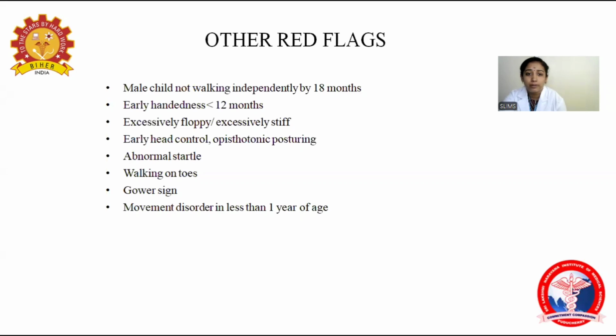Next is the child being excessively floppy or excessively stiff, seen in cerebral palsy. So red flag signs include a child who is excessively floppy or excessively stiff, attaining early head control, having opisthotonic posturing, having abnormal startle, or walking on toes, seen in diplegic cerebral palsy. The child showing the Gowers sign: when you ask the child to squat and then get up, he will climb up on his legs and then stand up. It is seen in Duchenne muscular dystrophy.